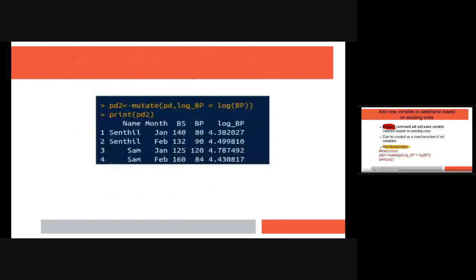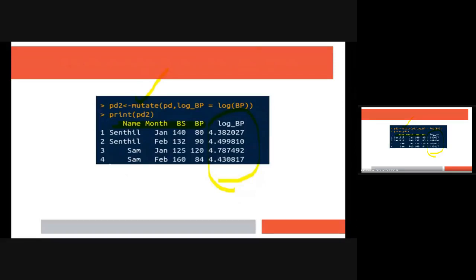Check the screenshot. We have name, month, BS, and BP. Four attributes are there. In addition to that, we are adding a last column, log BP, which stores the logarithmic value of the BP. It is stored as the fifth argument using the function mutate.